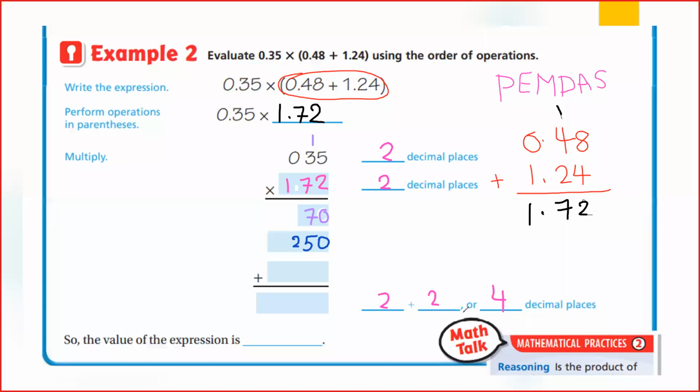7 times 3, 21, plus 3, 24. And then 7 times 0, 0, plus 1. Now then, what do you have to do next? Then we will put the plus, multiply with the one.